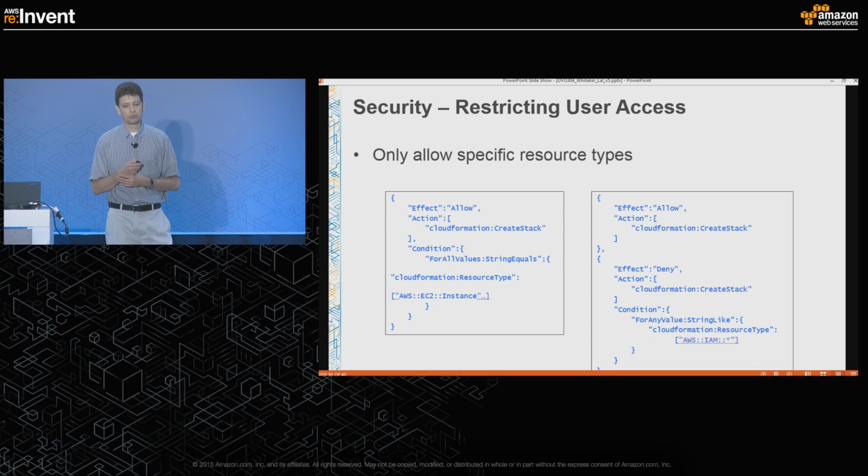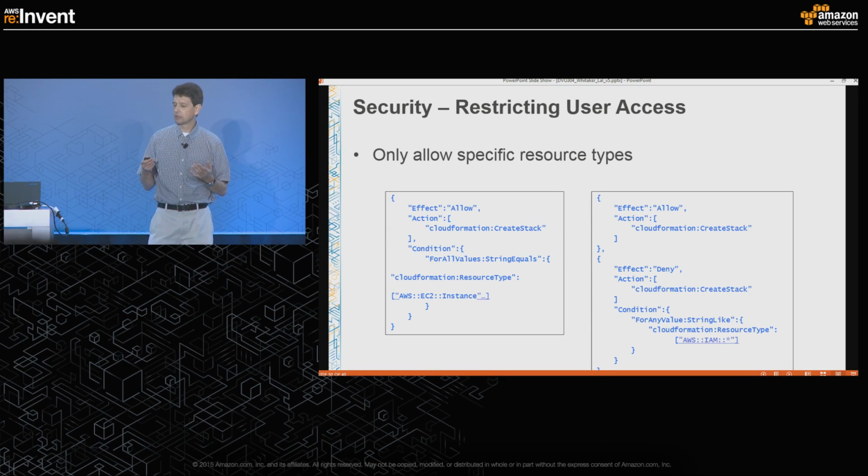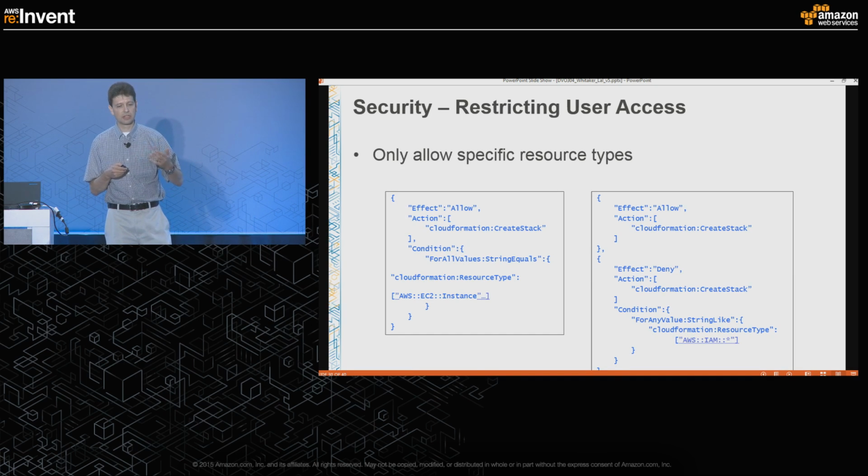And on the right-hand side, we're saying this user can create anything in the context of a stack except for IAM-related resources. By default, the deny will override any other defaults that are there. So we're essentially opening it up, but narrowing it down to say everything but IAM resources. So it gives you some flexibility in how you allow customers to create things in the context of CloudFormation.